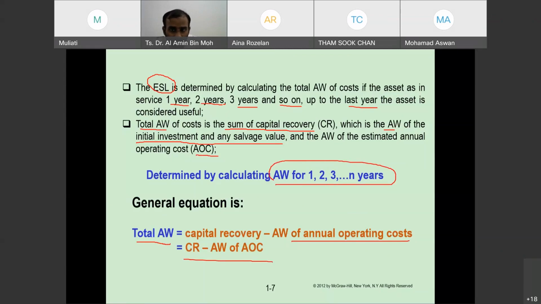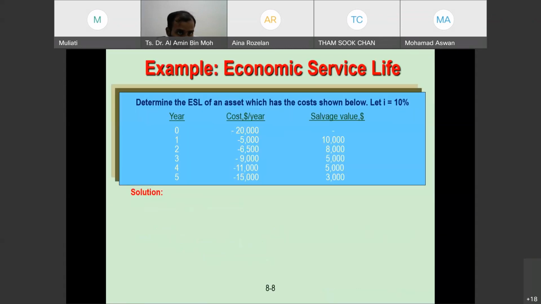Let's go to the example. Okay, so this is the example. Determine the ESL of an asset. This is the information for an asset, which has the costs as below, and they give i as 10%. So what we need to do? We need to calculate the AW for each year. Okay, so what we need to do first? We are going to calculate the AW for year N1. So how to calculate AW for year 1? Guys, what should we do?